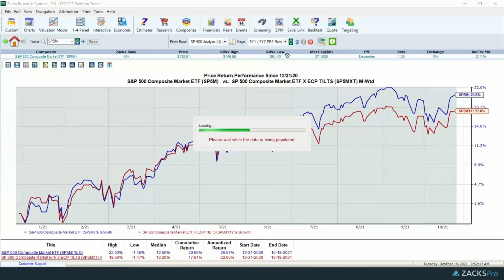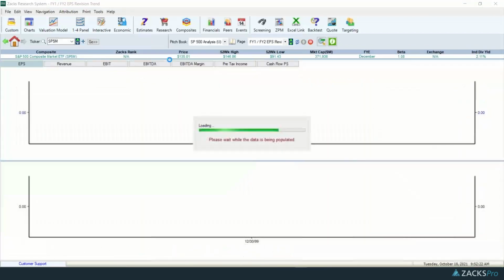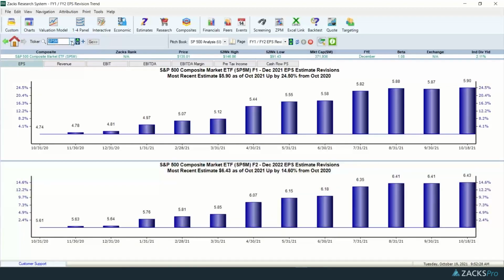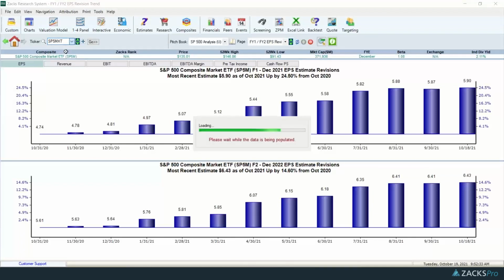Let's look at what's going on with earnings trends. So we'll take a look at earnings trends, and we'll do this a little bit differently. This is going to be your EPS estimate revisions. And this is something that I love to monitor from a macro perspective. I find it fascinating. And we'll start with the X tilts.